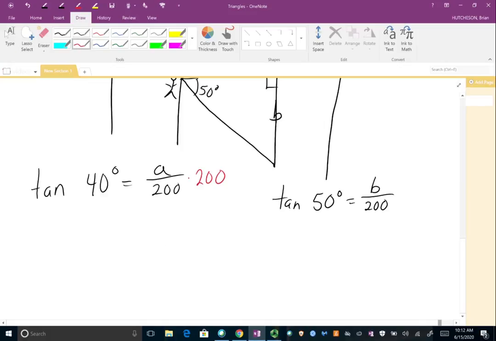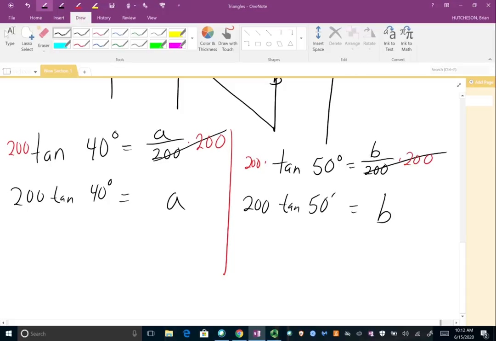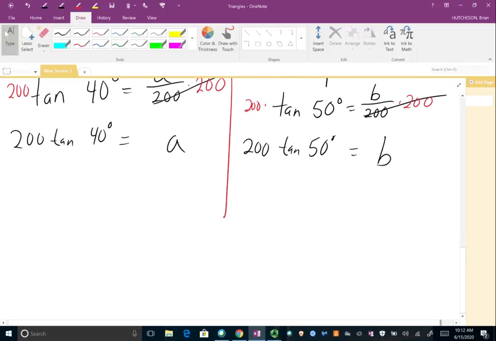So on these, once you have this down, they solve very, very similarly. The 200s cross, which tells me one part of my height is 200 times the tangent of 40 degrees, and the other part of my height is 200 tangent of 50 degrees. So once again, if your calculator's nice to you, you can put this in pretty much straightforward. If not, you might have to hit 40, then the tangent, and then times 200, and then do 50 for the other one.